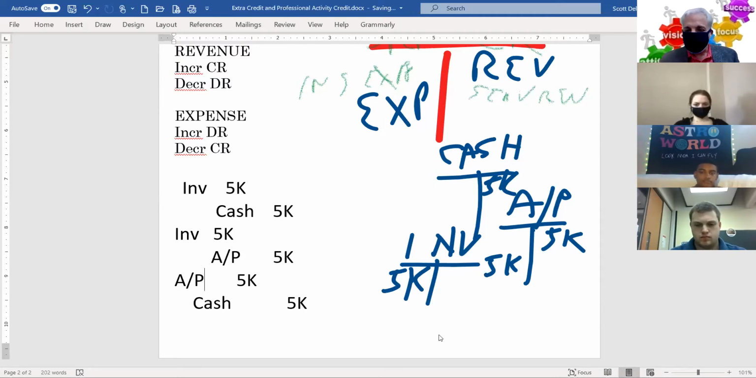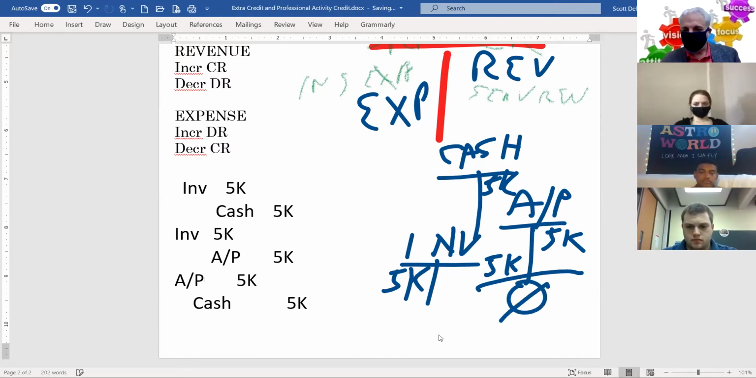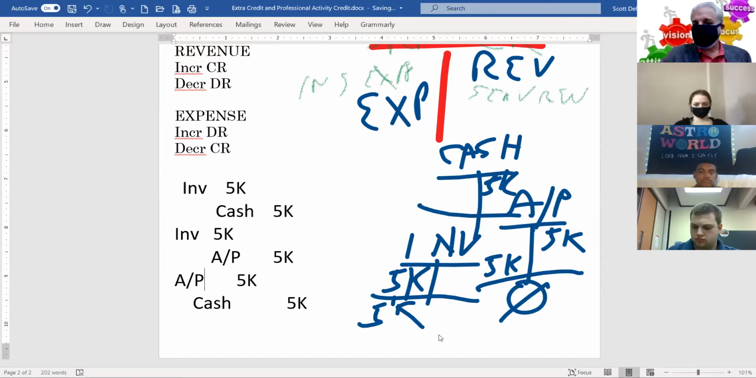And then we went to a bottom line. We said, well, bottom line here is zero. I don't know anything. Bottom line here, I've got $5,000 sitting in inventory. Not cost of goods sold, because I haven't sold inventory. I've got negative $5,000 in cash. I assume I had some cash already at starting point. So hopefully I have positive cash. Any questions on it? No.